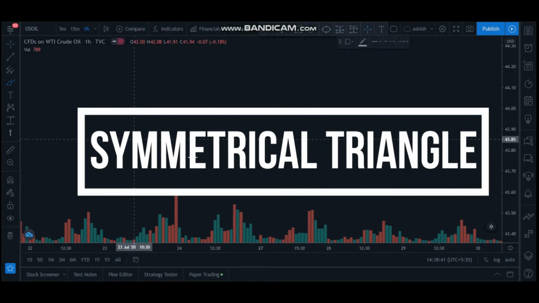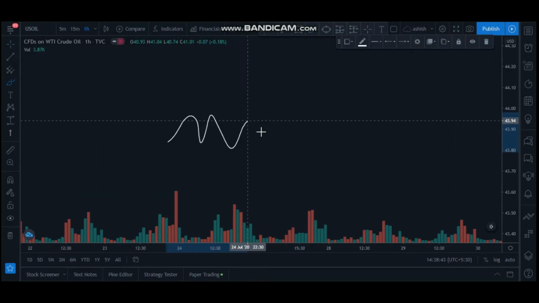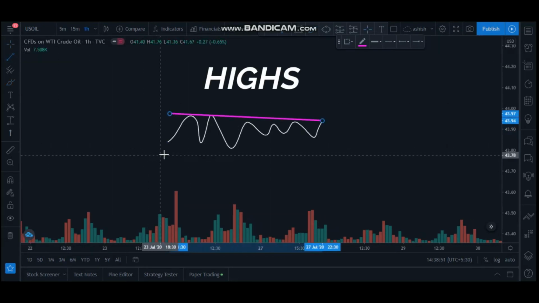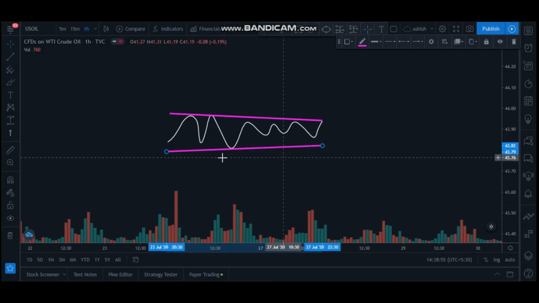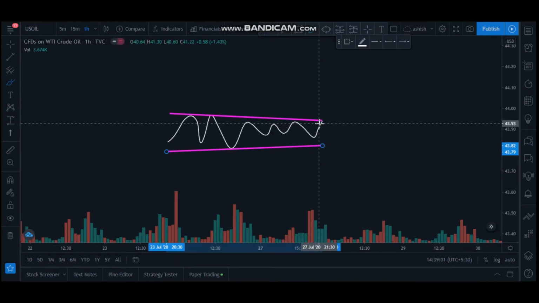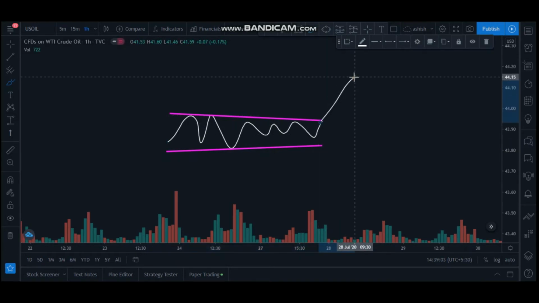In this, price travels sideways, so you will find price traveling this way, and you have to just draw a trend line among the highs and the lows of this price. And in this one, price can give a breakout or breakdown in any direction. So if more buyers are there in the market, the price will move upwards, and if you find more sellers in the market, it will go downward, meaning it will give a breakdown.